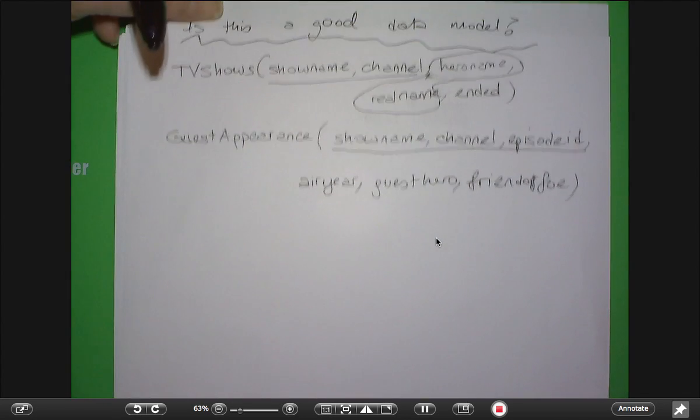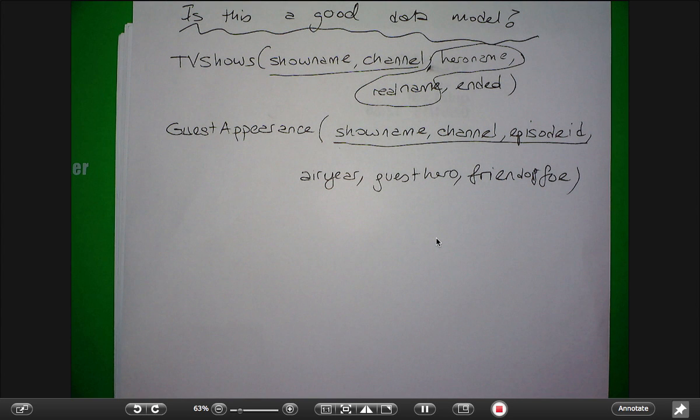So let's do a few other examples. Let's go back to this one. So for example, what are some functional dependencies for TV shows? Right, hero name implies real name.